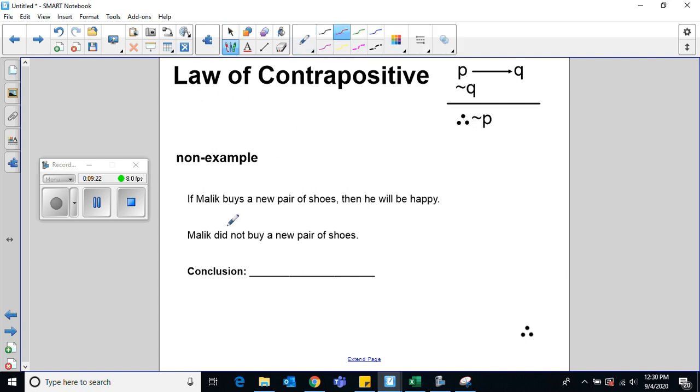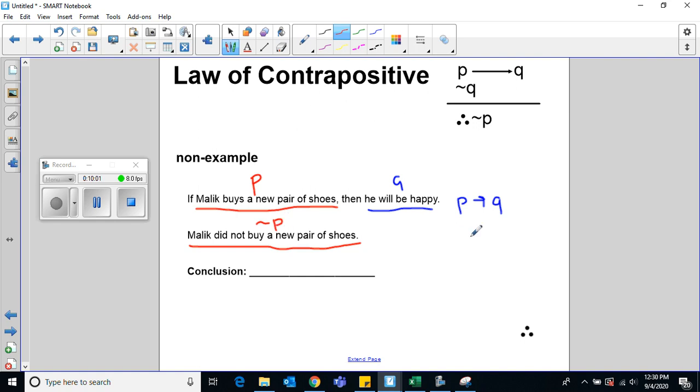In this one, if Malik buys a new pair of shoes, then he will be happy. Malik did not buy a new pair of shoes. So Malik buys a new pair of shoes, it's P. Then he will be happy, Q. Okay, so again, it starts off P, then Q. And now this one, Malik did not buy a new pair of shoes. Well, which part talked about buying a pair of shoes? That's P, but this is the opposite of P. So this statement is not P.